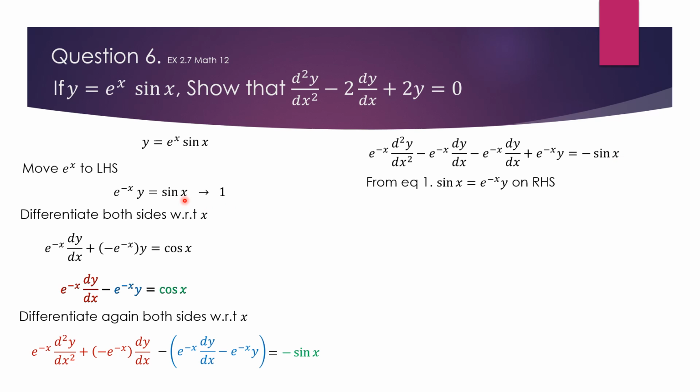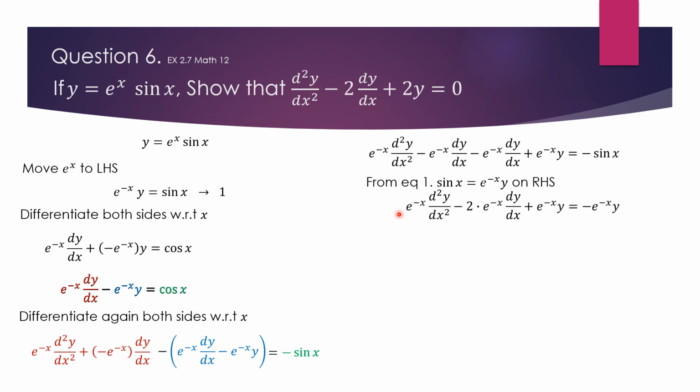Now from equation 1, note that sin x is equal to e power minus x y. So we substitute sin x is equal to e power minus x y. So e power minus x d2y, we are collecting these two terms, minus 2 e power minus x dy by dx plus e power minus x y equal to minus e power minus x y. This comes from equation 1 here.